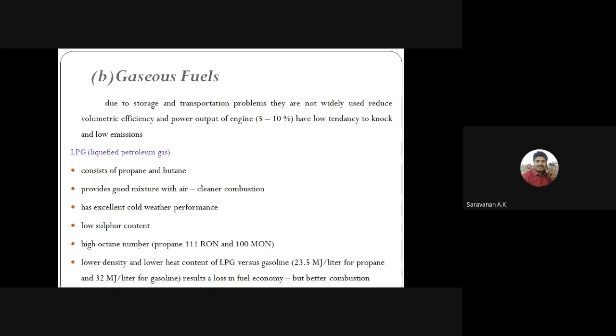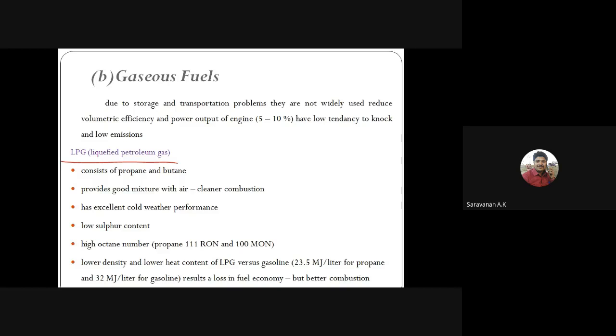Then the second type is gaseous fuels. For gaseous fuels, we can obtain them from natural gas. We can get different types, CNG or LPG. Here we will see only LPG. What is LPG? That is liquefied petroleum gas. Then what about CNG? It is compressed natural gas, called CNG.